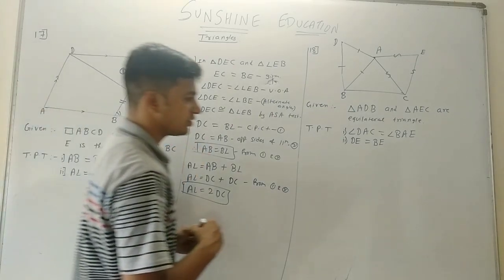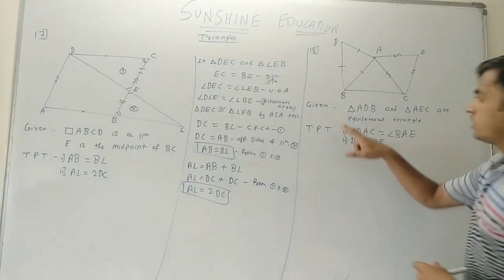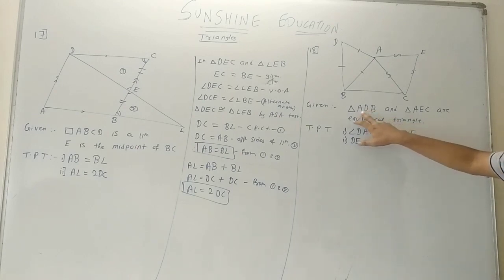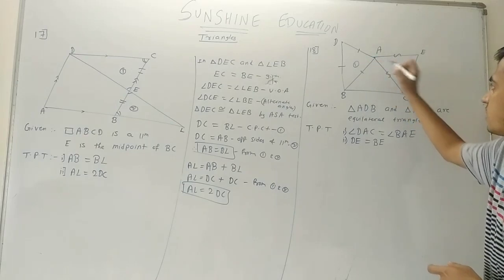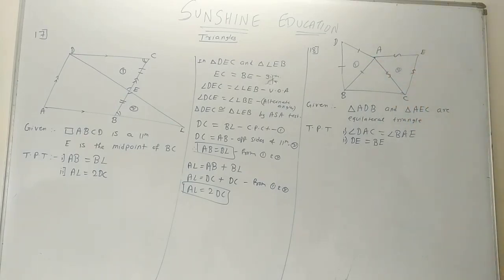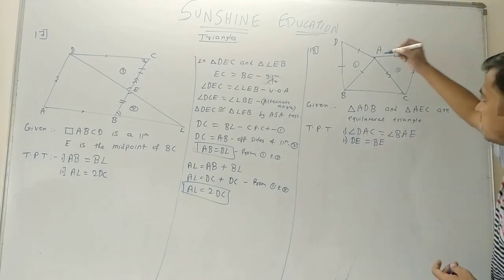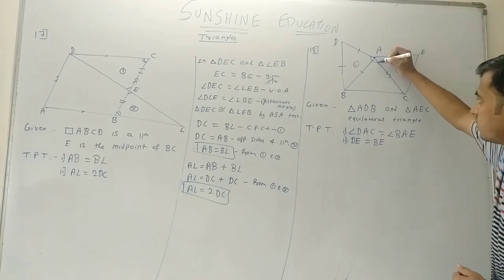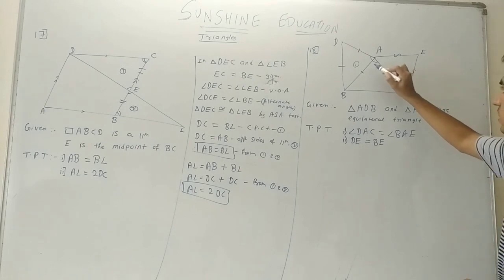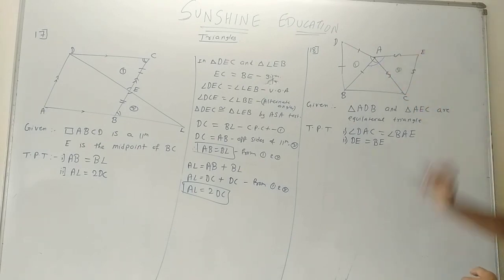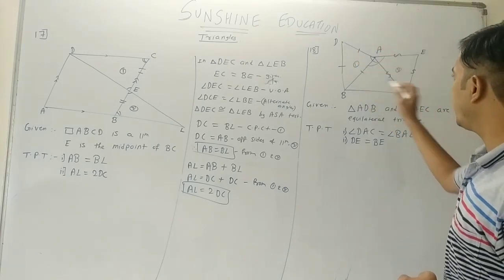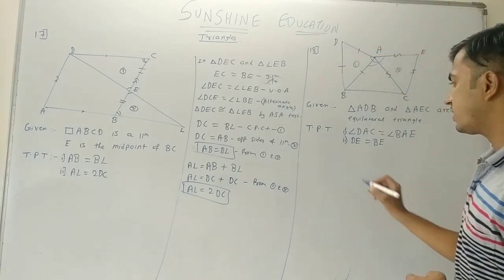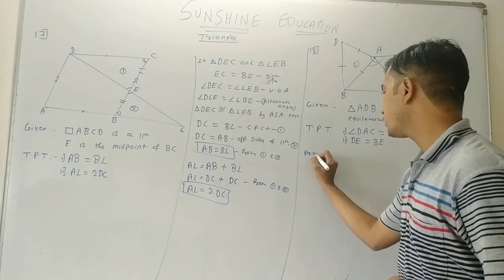Okay, moving to the 18th question. What is given? Triangle ADB and this triangle are equilateral triangles. We need to prove DAC, this part, is equal to BAE, that is this part. Okay. So first of all, we know that DAB and CAE are equilateral triangles. I will start the proof from here.